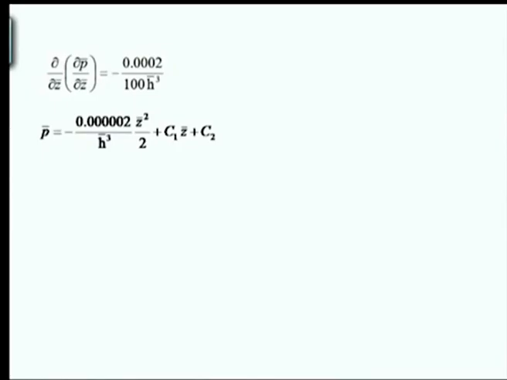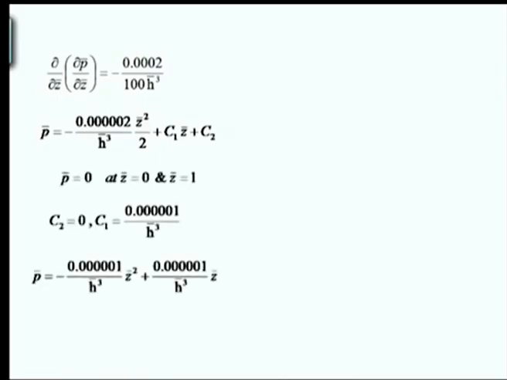After two times integration, what we get here is z bar square divided by 2 plus an integration constant. The first integration constant multiplies z bar, and then we have integration constant 2. So, we have two integration constants and we know we have two pressure conditions: P is 0 at z bar equal to 0, and P is 0 at z bar equal to 1. We already have these pressure conditions, so we can substitute these values and get the results.